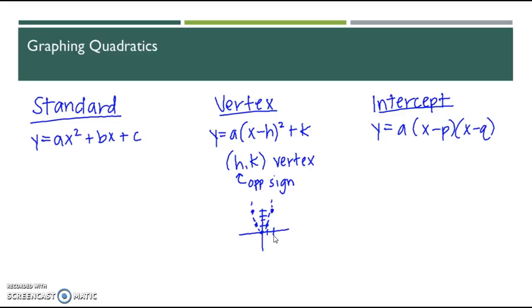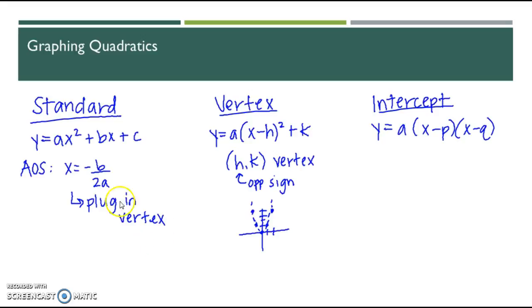For standard and intercept form, it's not as easy to get our vertex, and we have to start by finding the axis of symmetry. In standard form, the formula for your axis of symmetry is negative b over 2a. And that's referring to the a and b in standard form. Once you have your negative b over 2a, then you're going to plug it in to get the rest of your vertex. Your axis of symmetry is the x value of your vertex.